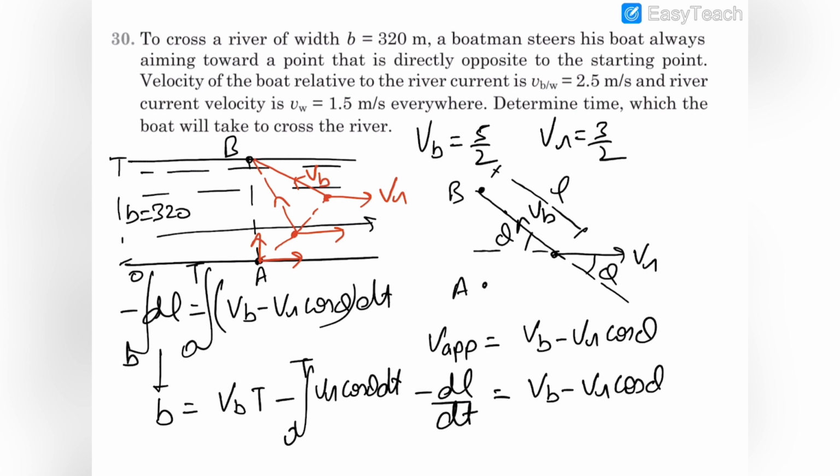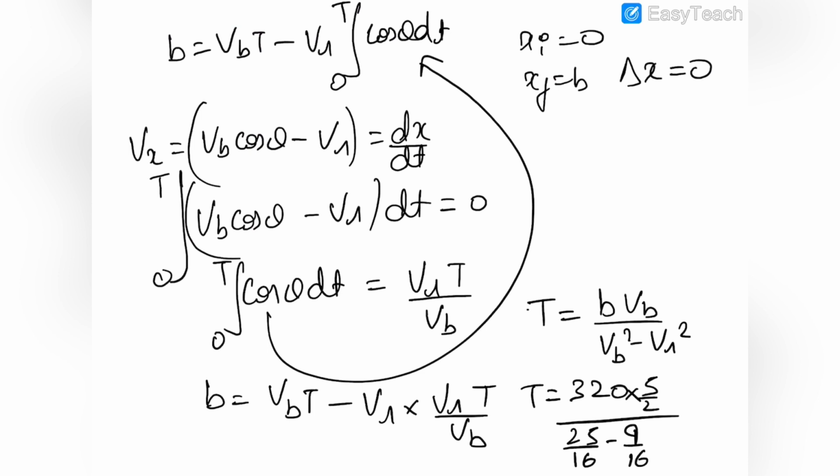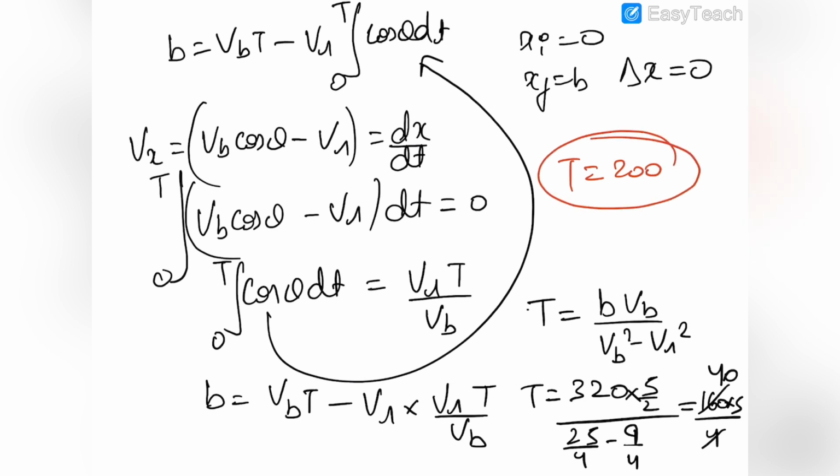In fact this is 25 by 4 minus 9 by 4. This is not 16, this is 4. So this is 4 and this is 4. So it is 160 into 5 divided by 4. So this is 40, 40 into 5, in fact 200. So the time taken by the boat to reach point B is 200. So the correct answer is 200. Thank you.